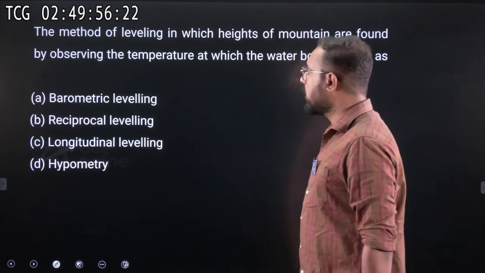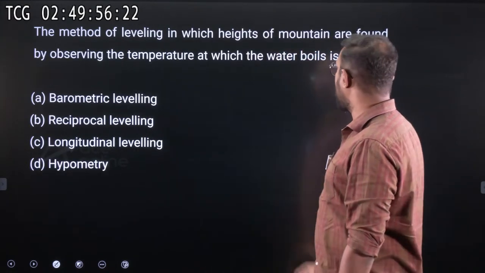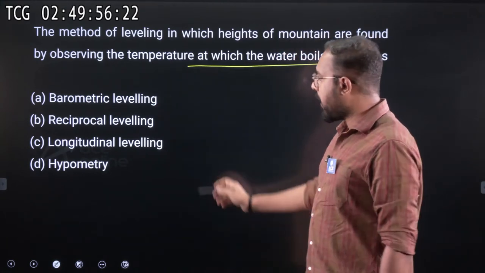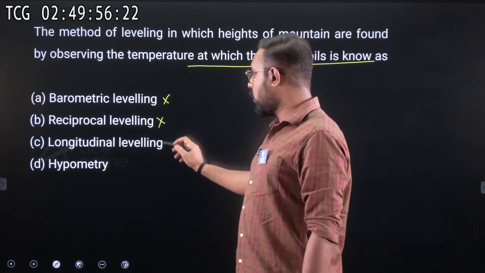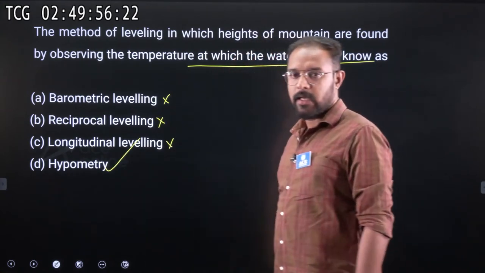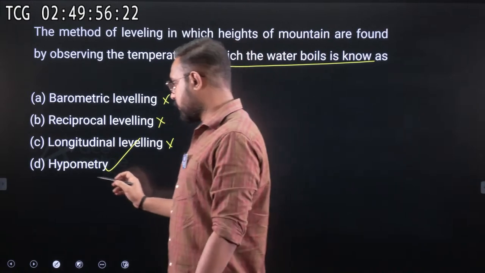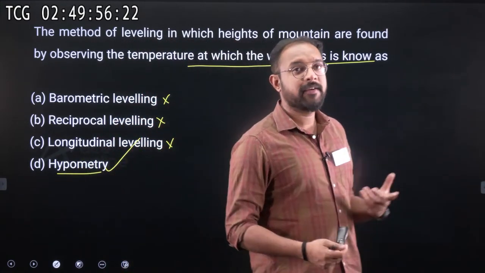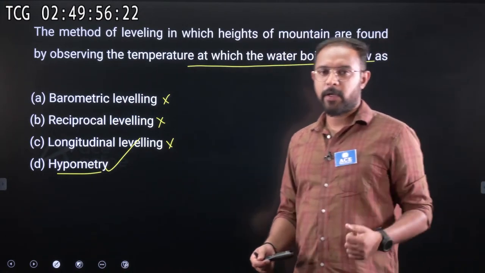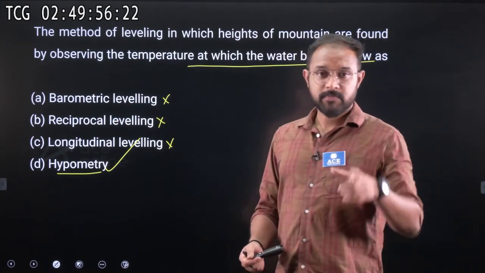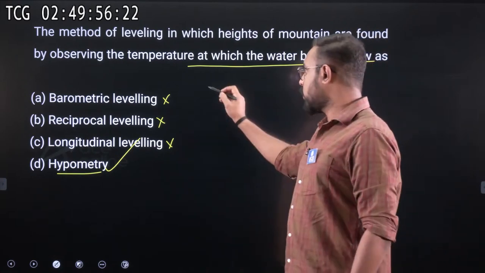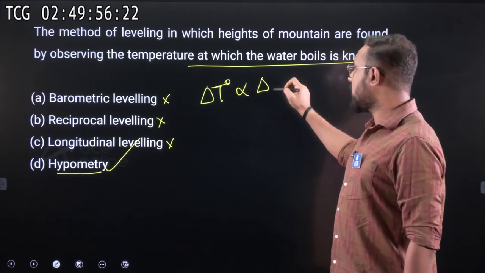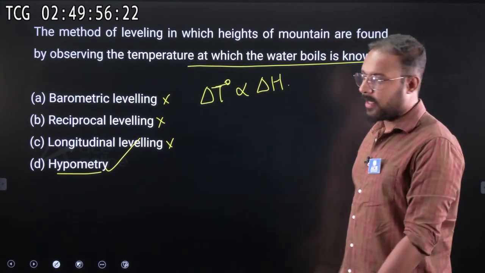The method of leveling in which height of mountains are found by observing the temperature at which the water boils. Parameter, no. Reciprocal, no. Longitudinal, no. Hypsometer, yes. Hypsometer is an instrument that is used to give us the temperature at which a particular fluid boils. That is proportional to temperature. So the difference in temperatures between points can be equated to difference in elevations between them. That is known as hypsometric leveling.